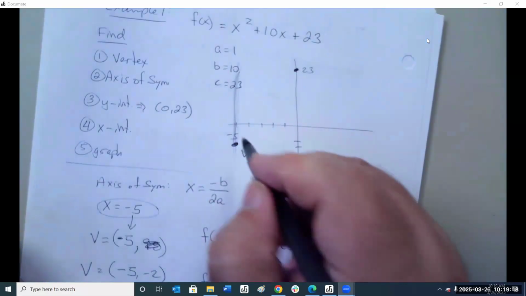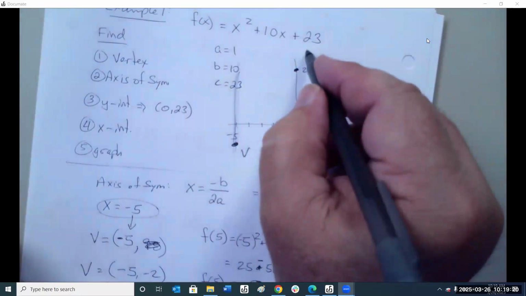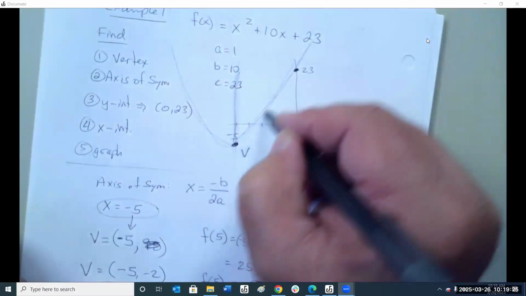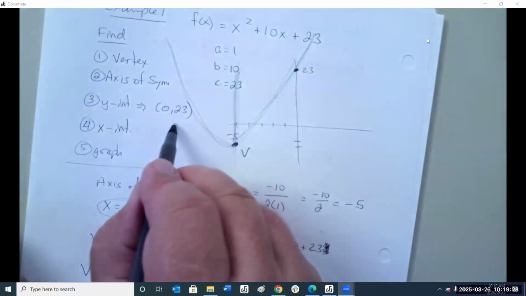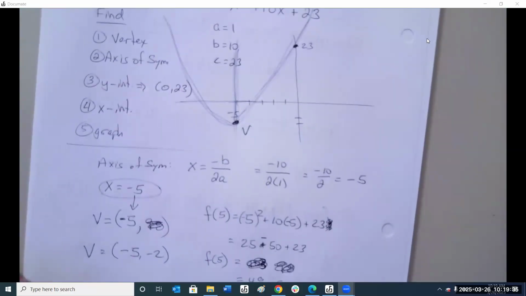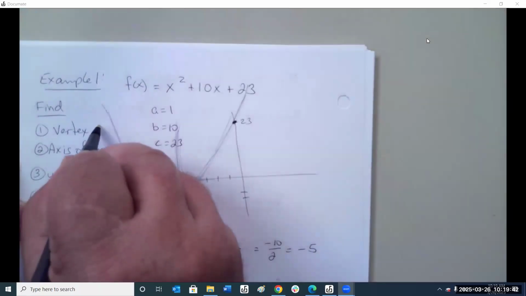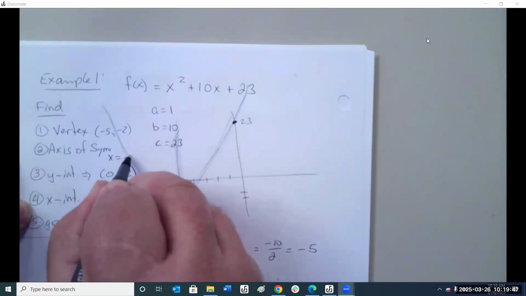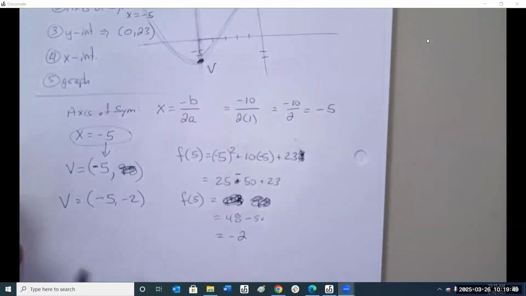There's our vertex, which means that we are going to have 2 x-intercepts. So we found the vertex. We know the vertex is at -5, -2. The axis of symmetry is at x equals -5. How do we find our, bless you, how do we find our x-intercepts?